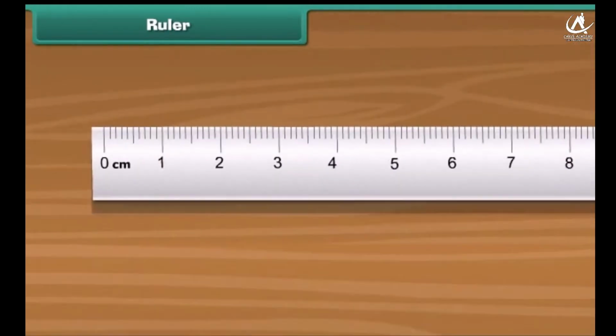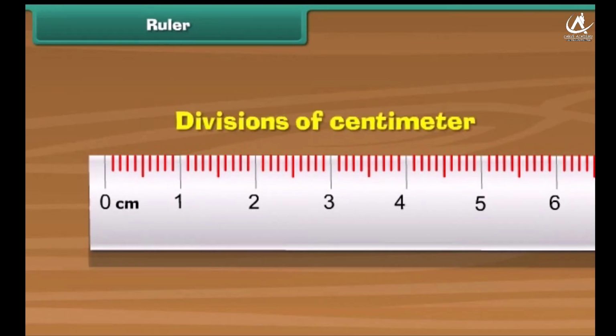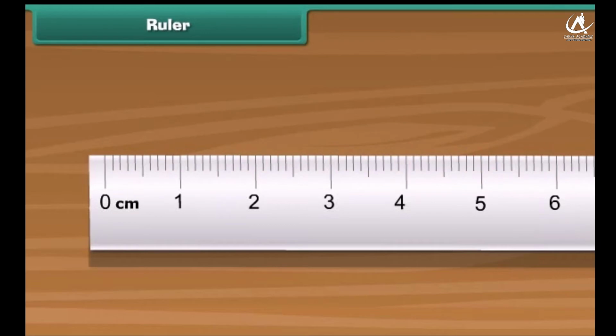You find many divisions on the margin of the ruler. Some lines are longer while others are smaller. The longer lines represent the number in centimeters. The small lines between 2 long lines represent divisions of centimeter. Now we will learn to read a scale.